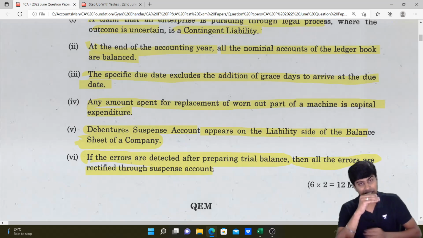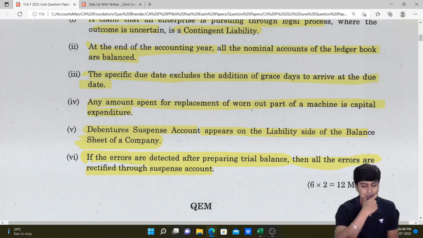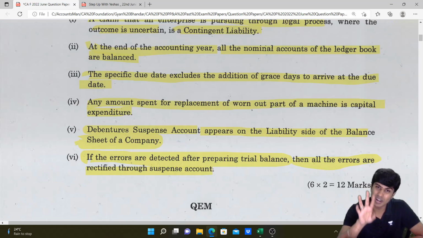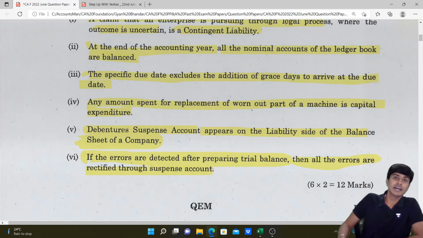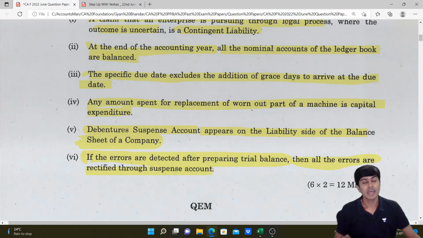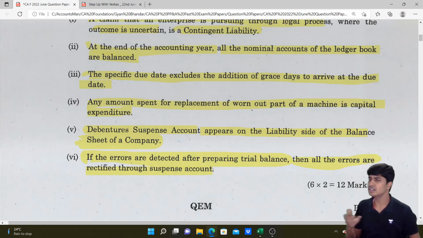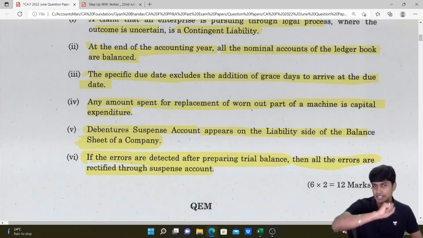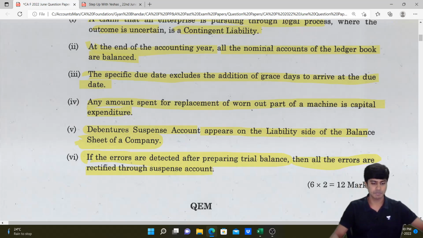So when we do rectification at stage 2, that is after preparing trial balance, rectification entry will have suspense account only and only if it is one-sided error. If such an error is a two-sided error, then the rectification entry will not have suspense account. You get that? So rectification entry after preparation of trial balance will constitute suspense account only if it is one-sided error. Two-sided errors identified after trial balance will not have suspense account in them.